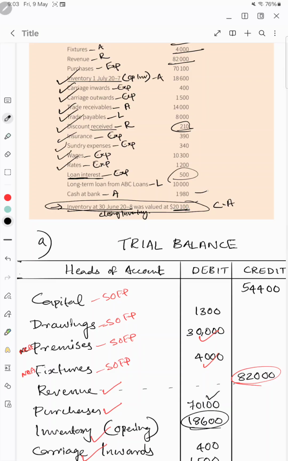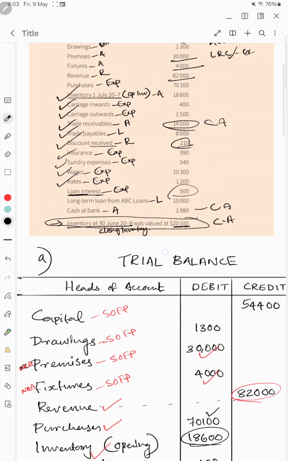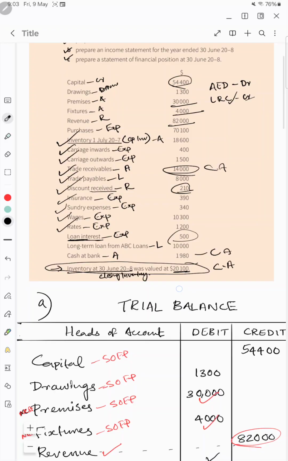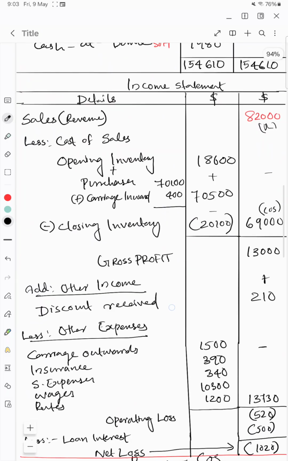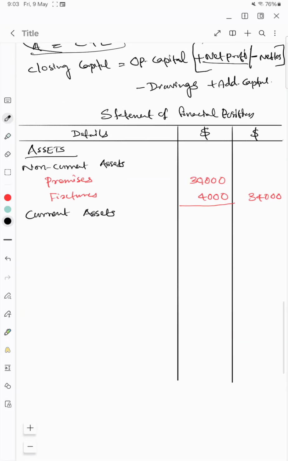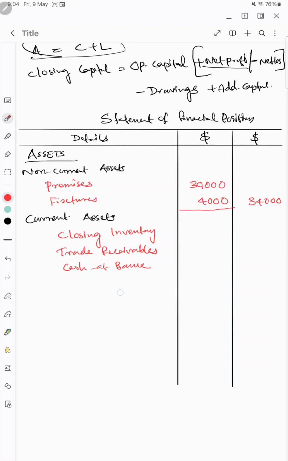Okay, that is a current asset, and cash at bank is a current asset, and trade receivables 14,000 is a current asset. Apart from that, we don't have any other current assets. So take current assets: closing inventory, trade receivables, cash at bank, right? Cash at bank.